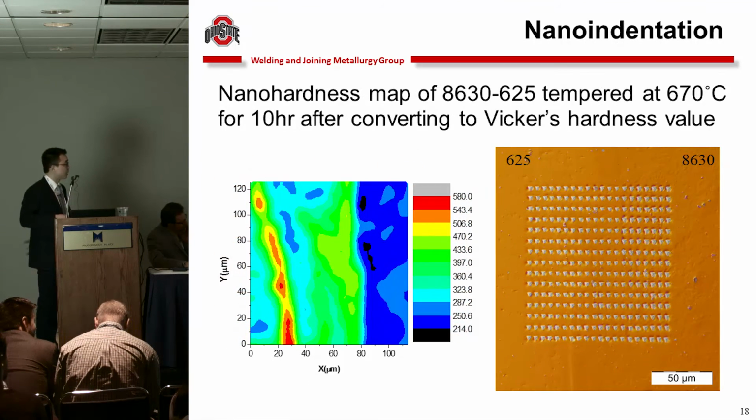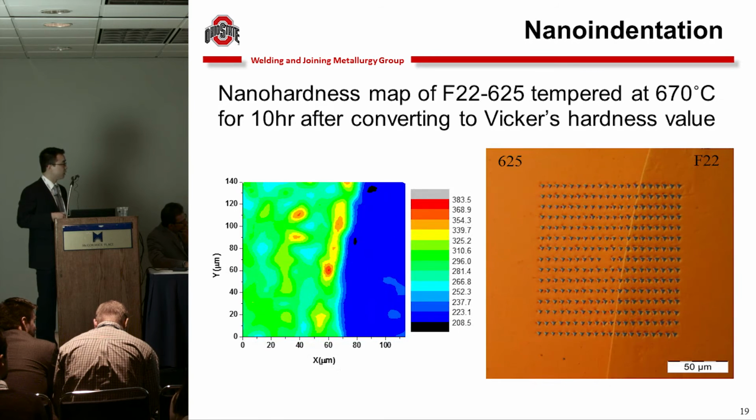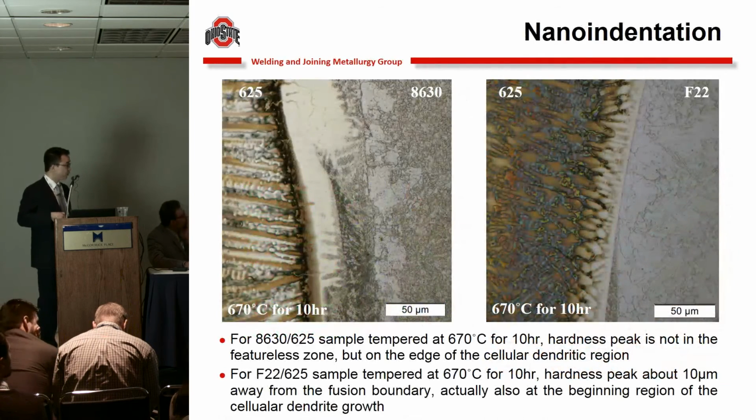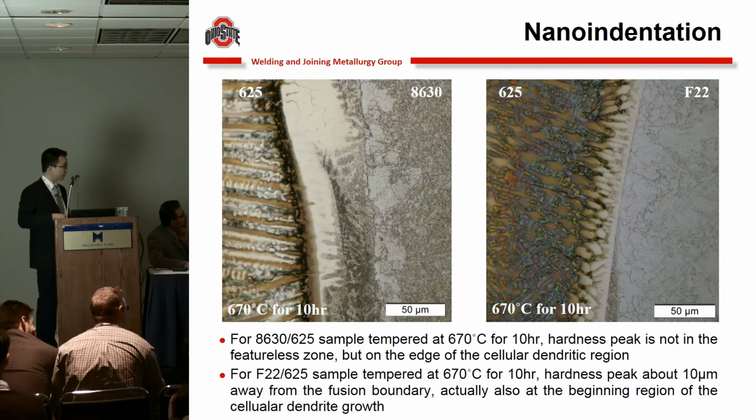We also can do the hardness map, nanohardness map. This is a hardness map of the 8630-625 sample. This is another map on the F22-625 sample. This map corresponds to this area. We just etched this area, the indented area. This is the microstructure of the indented area, overlapped with the map here.